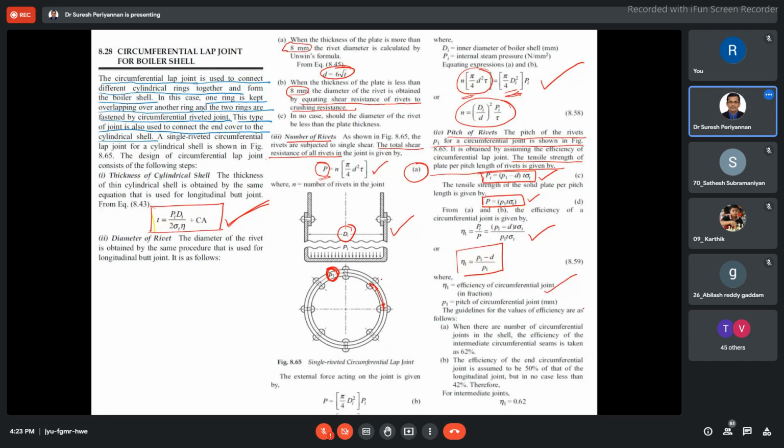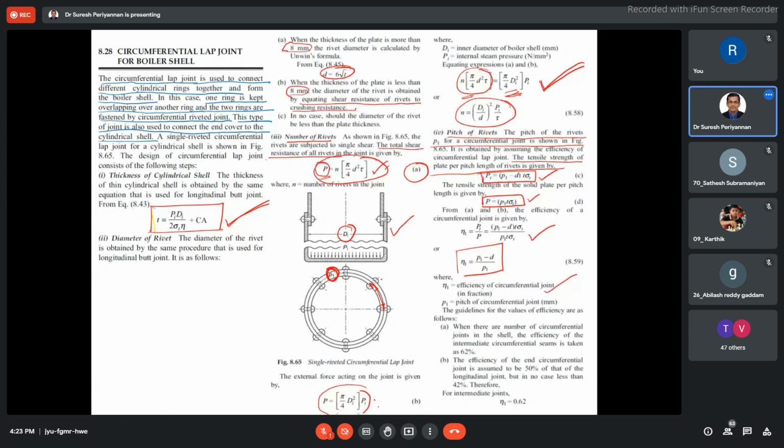Now, this is very simple. Here actually I missed out one thing. P must be equal to the external force acting on the boiler joint. That's what we are defining here. I thought it might have been told to you earlier. Now I am telling, please understand.